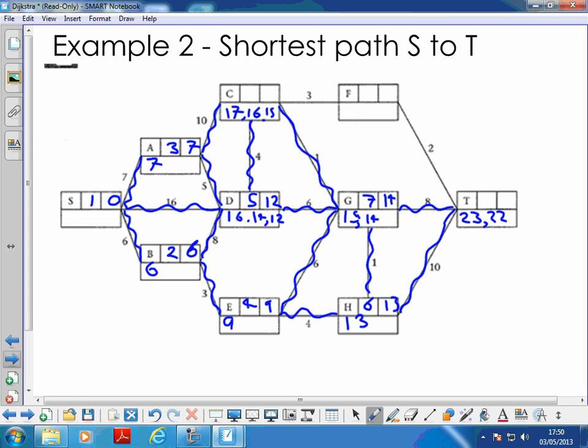And now the smallest one I have is 15. C. So I'll put it in 8 with a final value of 15. I can get to F with 18. And now the smallest value I have is F, 18. So I'll put that in 9, final value of 18. And I can come down here for 20.